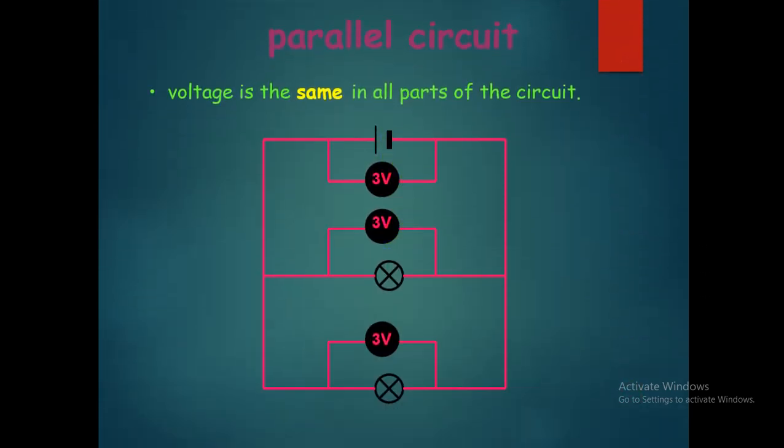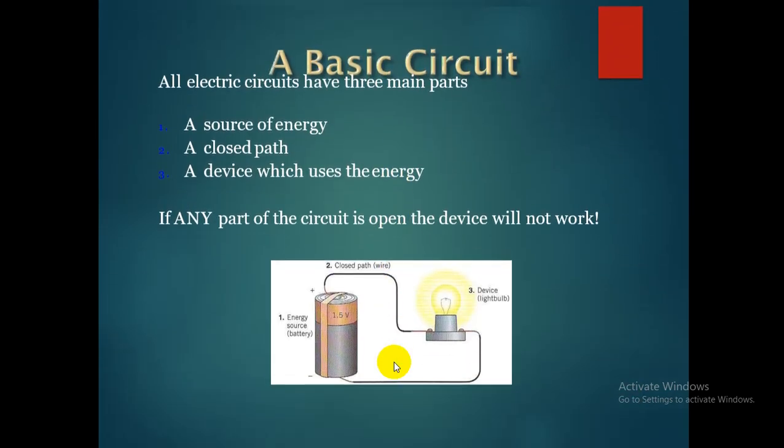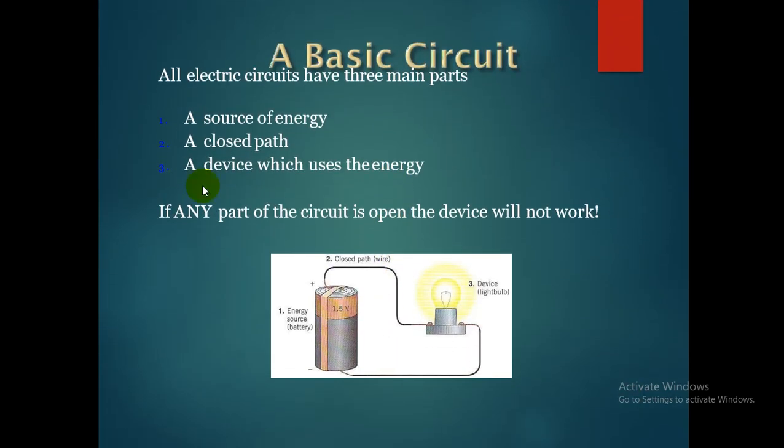In the parallel circuit, you can see this. The voltage won't be changed here. The battery is going to be supplying 3 volt, and the voltage across bulb 1 is also 3 volt. Voltage across bulb 2 is also 3 volt. Some basic ideas about this.